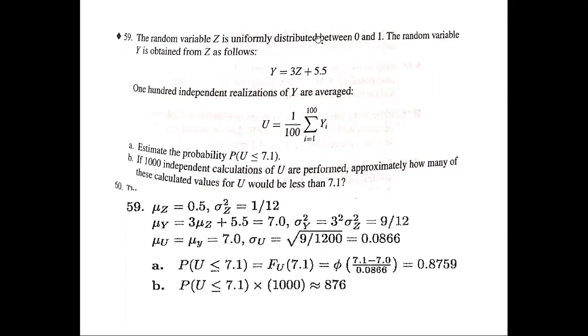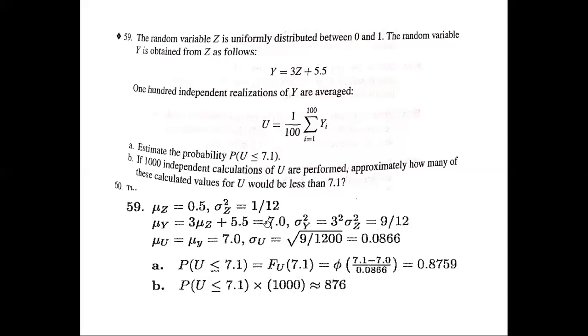So for a uniformly distributed function, mu z will be equal to the average of 0 and 1. That is half, and the variance will be 1 by 12. Mean will be half and variance will be 1 by 12, and that is what is written over here. So the expectation of y, or mu of y, will be equal to 3 mu z plus 5.5, and that is what is written over here. So mu z is 0.5, plus 3 into 0.5 plus 5.5 will give us 7.0.